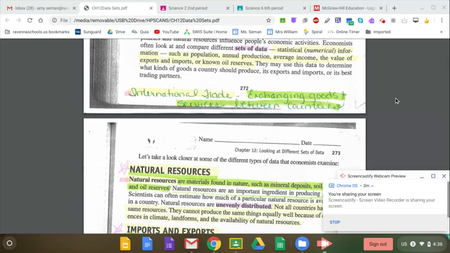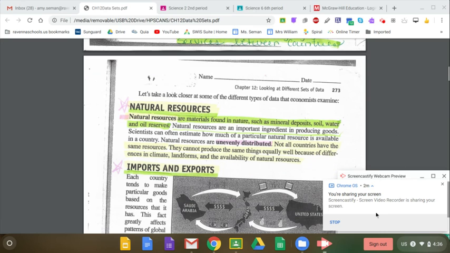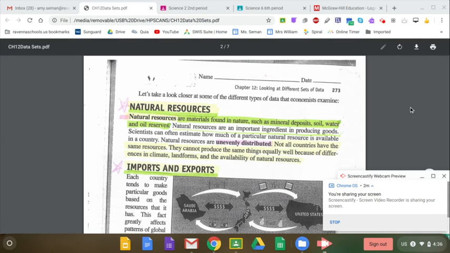As we move on, I wish I knew how to get this off of here, but I think that it would take away my whole screen, this little section here.